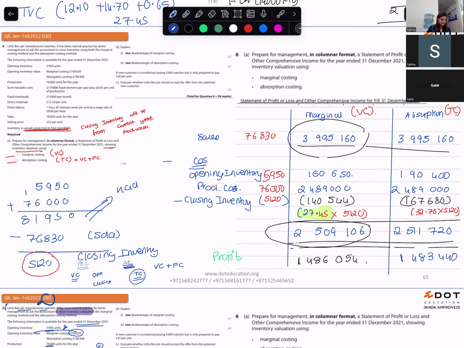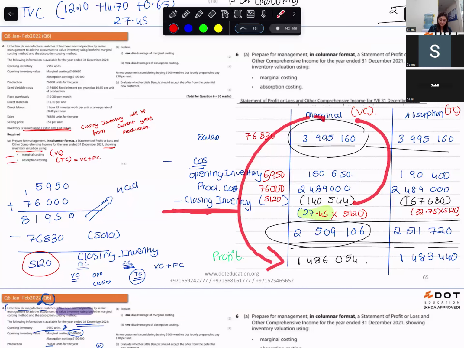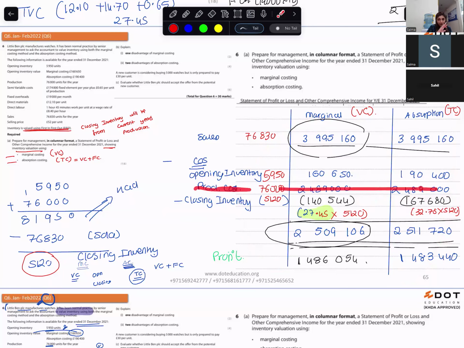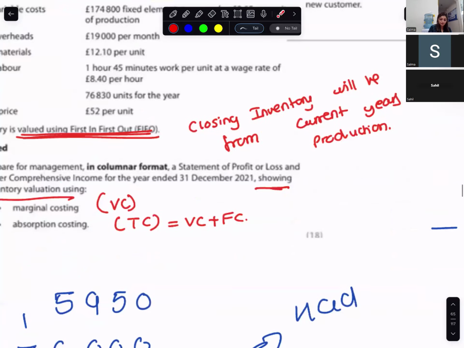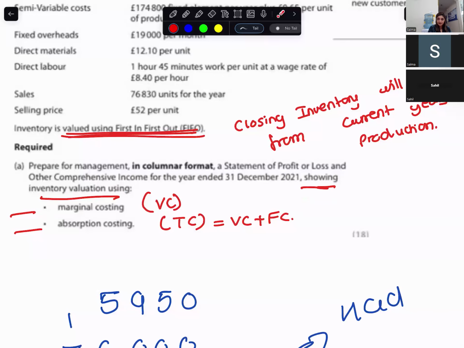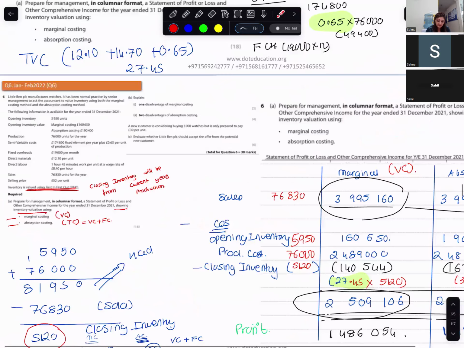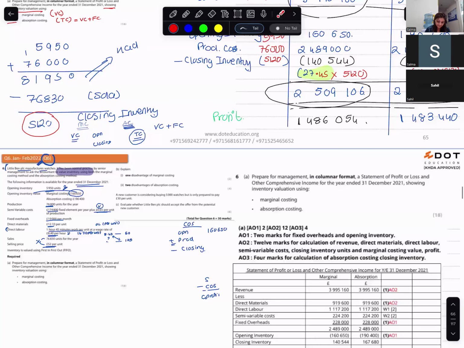So this is the profit as per marginal costing, but only the inventory is valued as per marginal costing. Only the inventory is different. This is the profit as per absorption costing, but only the inventory is valued as per absorption costing. Please note the production cost is valued normally. Why did you do so? Because they asked you to do so. I'll proceed ahead.